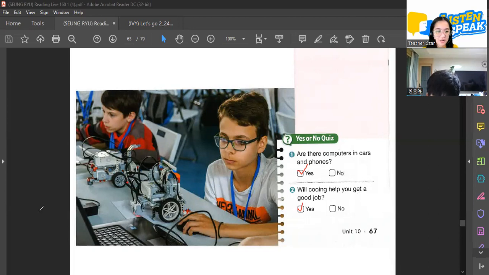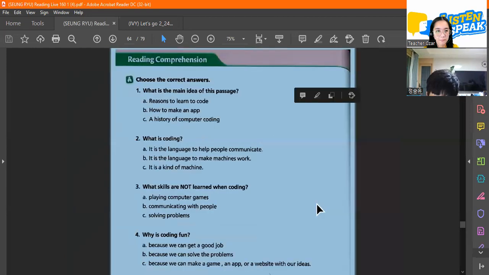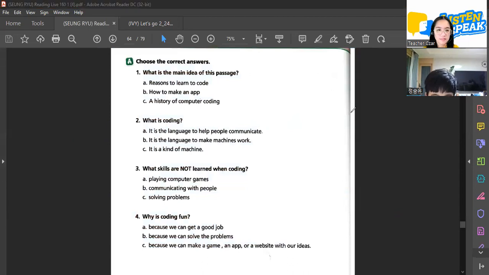Okay, now let's have this one, reading comprehension. So let's start with number one. What is the main idea of this passage? Okay, what is the story about? Reasons to learn to code. Okay, good. That's letter A. How about number two? What is coding?